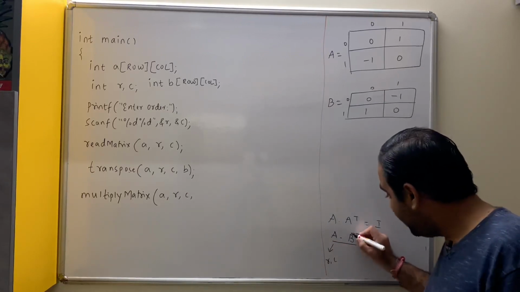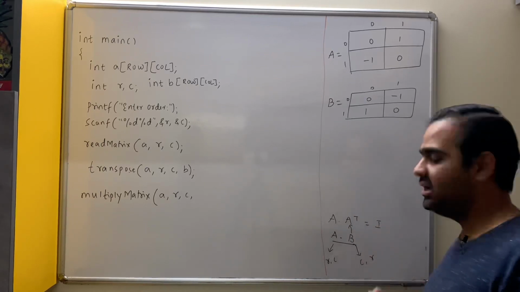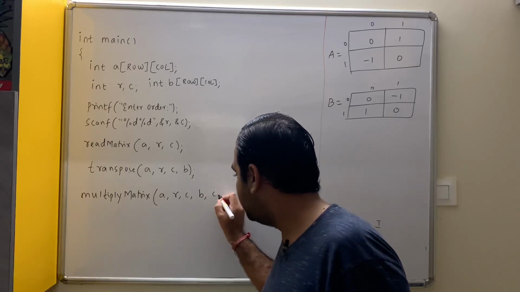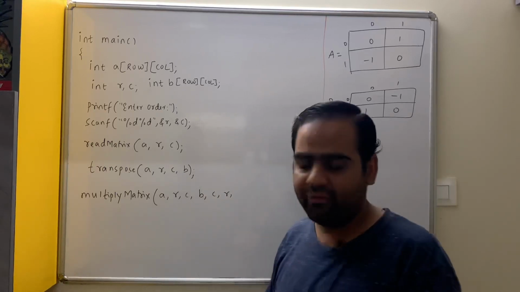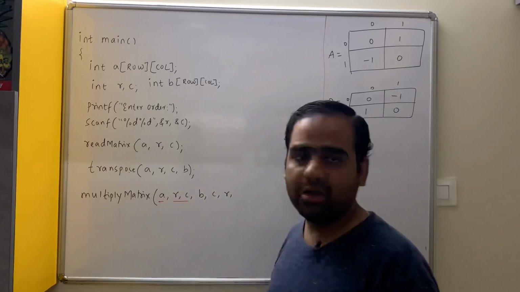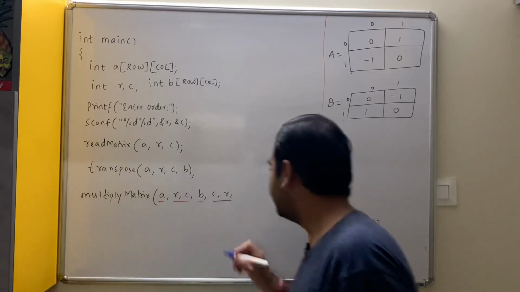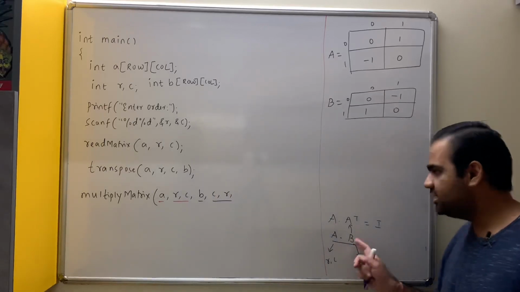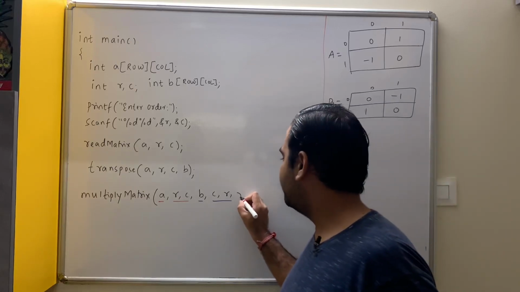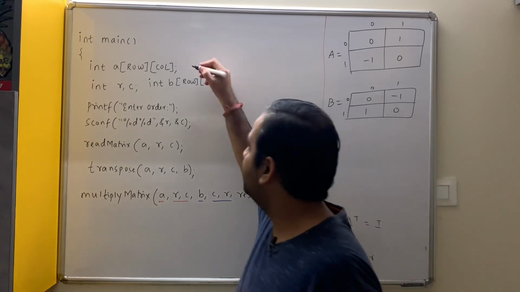And if I say B is equal to A transpose, what is the order of matrix B? It is C cross R. You multiply with B of order C cross R. Very, very important. See here, A is a matrix of order R cross C. Next, B is a matrix of order C cross R, because B is the transpose of A. And after you multiply, store the answer in the resultant matrix.